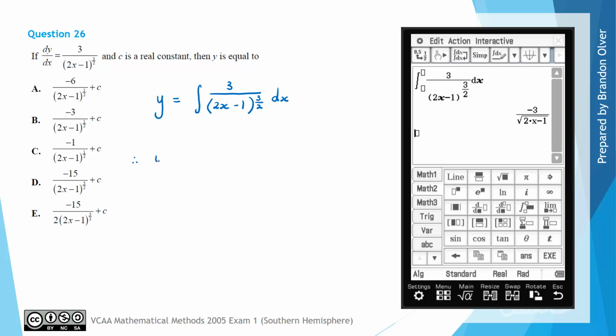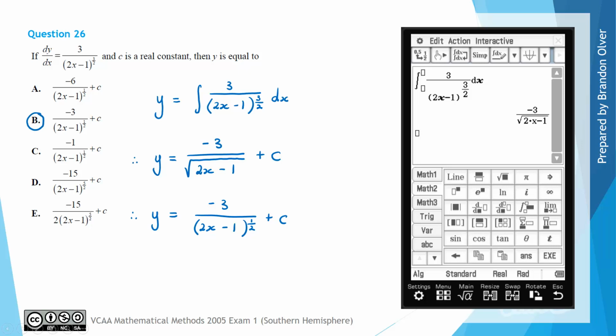So from the calculator we found that y must equal -3 divided by the square root of 2x - 1. And we need to add on c as a constant of integration, which just takes into account any vertical translations that are lost when you differentiate. So we need to include that plus c there. The square root is the same as to the power of a half. So y could be written as -3 divided by (2x - 1) to the power of 1/2, and we'd still have plus c here. So that makes B the correct option for this question.